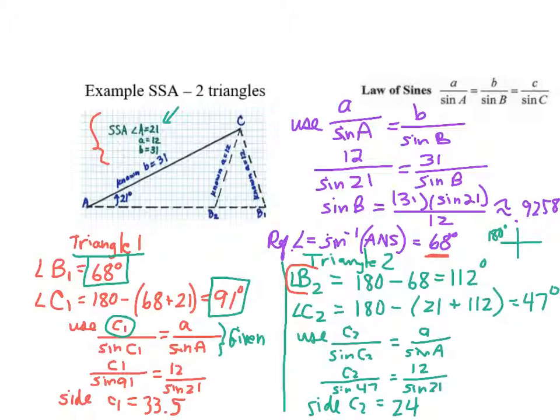We have angle B2 is the obtuse quadrant 2 angle, and angle C2 works. That was 47 degrees. And we use that same ratio, except we put the C2 in this time. Stick with your givens, A and sine of A, and then you end up with your side C2 equals 24, and you're done.